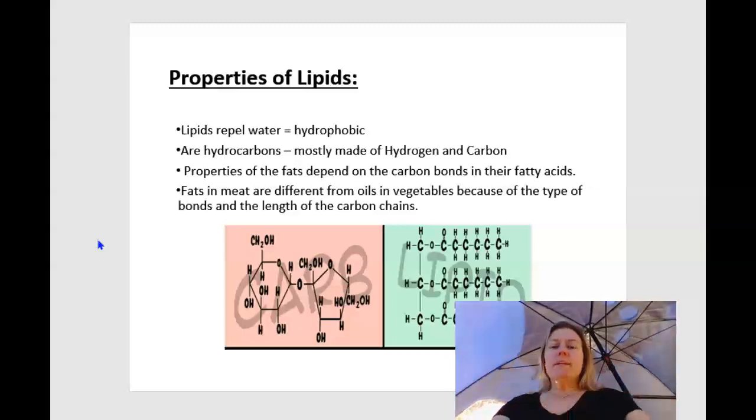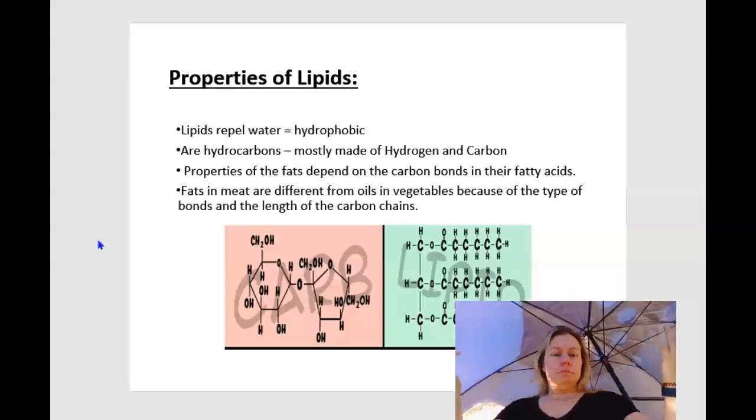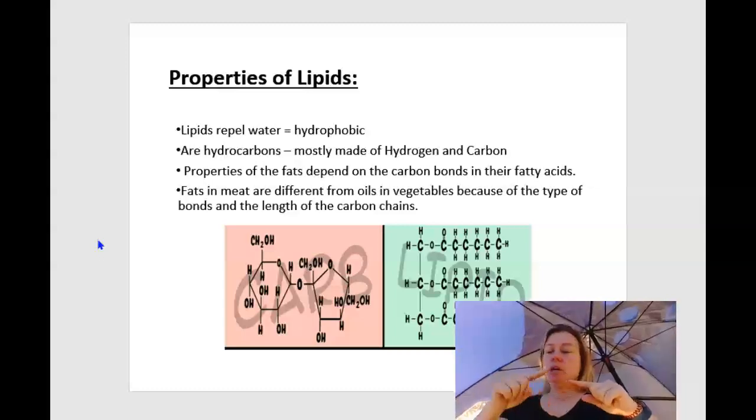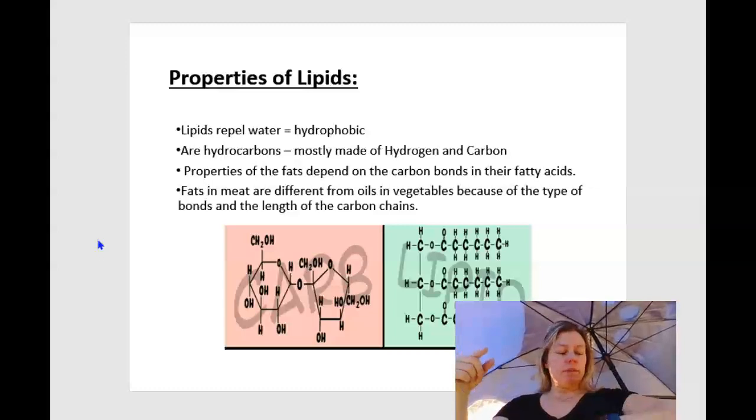Okay. Properties of the fats depend upon the carbon bonds in their fatty acids. The way that the carbons are bonded together in the long portion of the molecule will determine the properties of those fats. For example, whether or not it's a solid or a liquid at room temperature will be dependent upon how the carbon to carbon to carbon bonds are formed. Fats in meat are different from fats in oils and vegetables because of the type of the bonds and the length of the carbon chain.